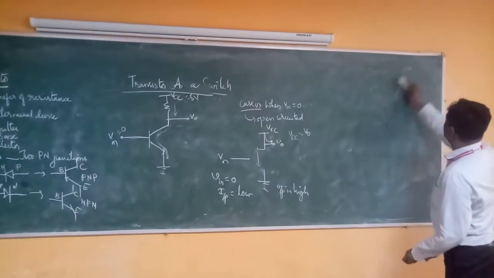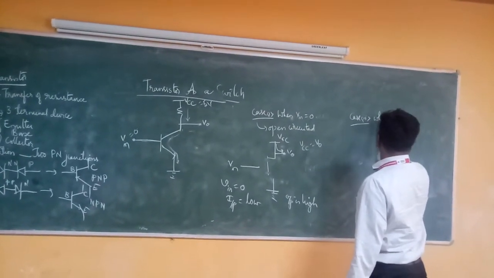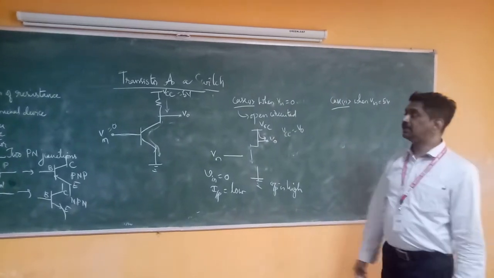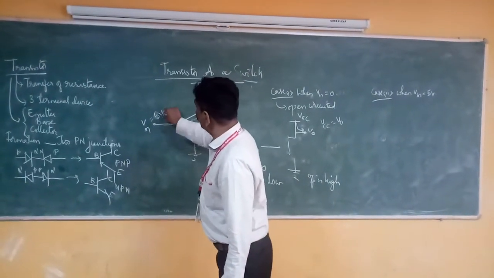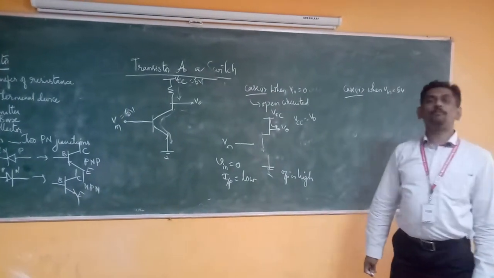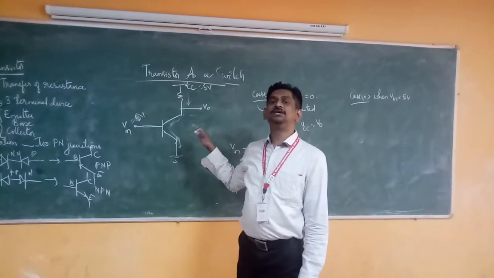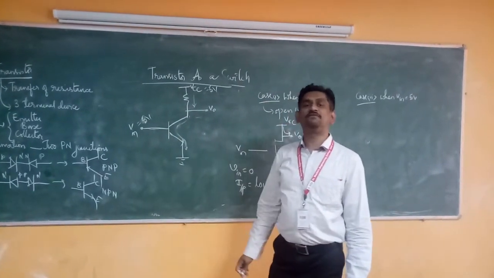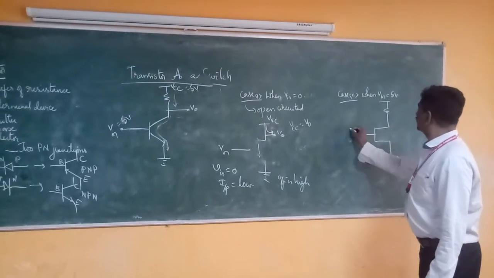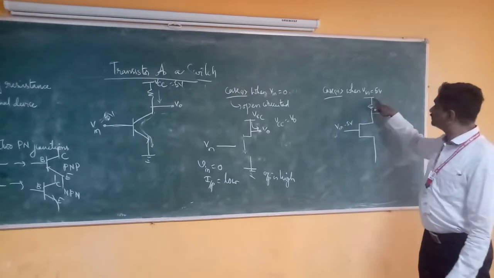And next we are going to see case 2, when Vin is equal to 5 volts or high. So when Vin is high, 5 volts, what happens here? This transistor works as short circuited. The transistor works as short circuited when Vin is equal to 5 volts. Here schematically I can show that. So Vin is equal to 5 volts and this is V0. The current is flowing like this.